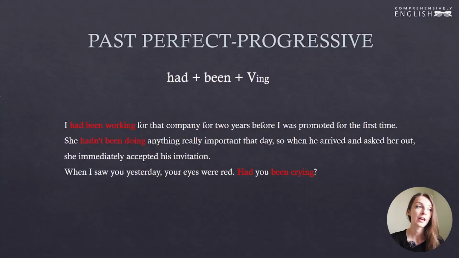The last tense that we are going to discuss today is the past perfect progressive. It is formed with the help of two auxiliaries, had and been, that are not changed according to persons. The main verb acquires the ending ing. I had been working for that company for 2 years before I was promoted for the first time.